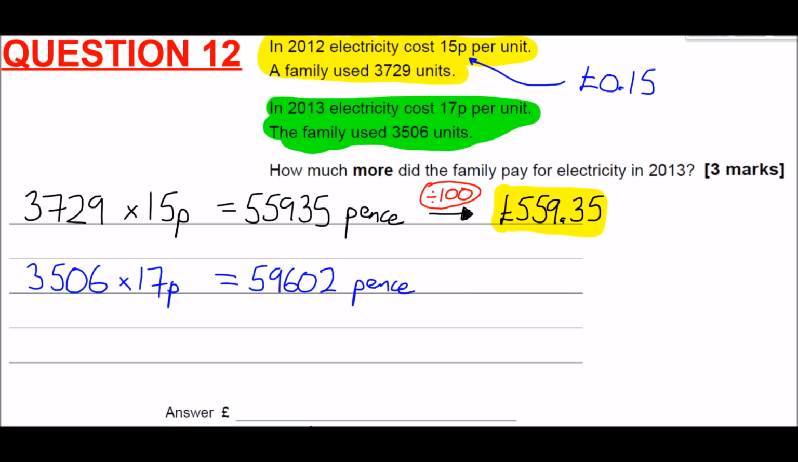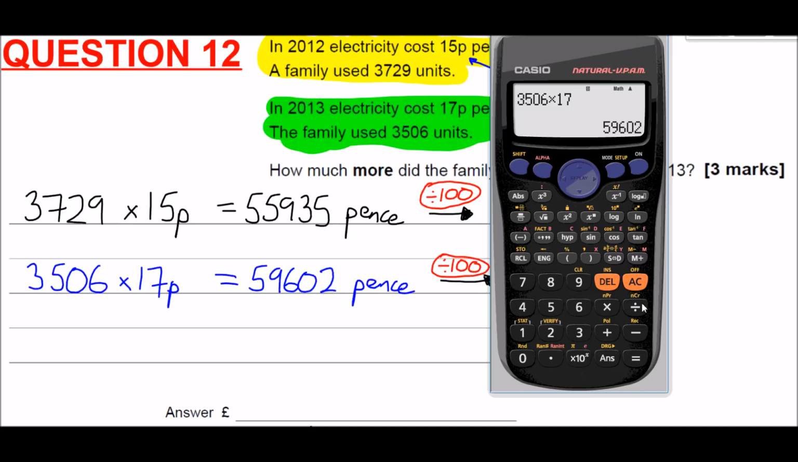So because the answer's in pounds, we want to change to pounds. So let's just change this to pounds yet again by doing the same thing, dividing by 100, because 100 pence makes £1. We would find that the total in 2013 for the electricity is 596.02.